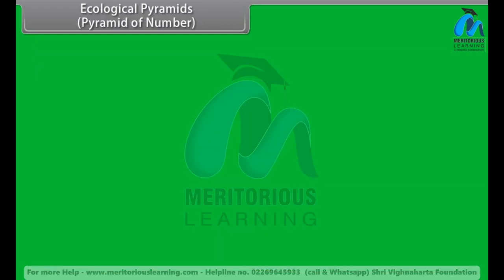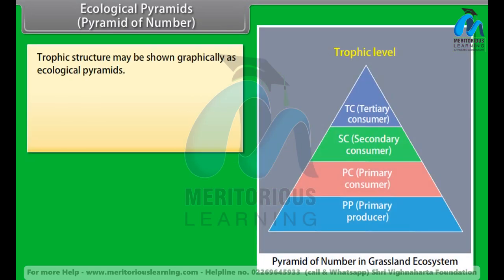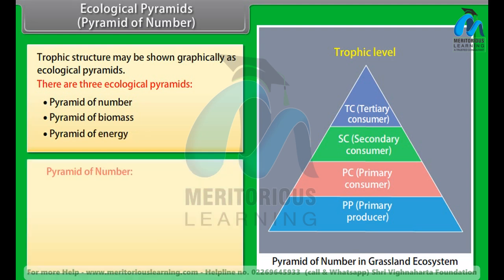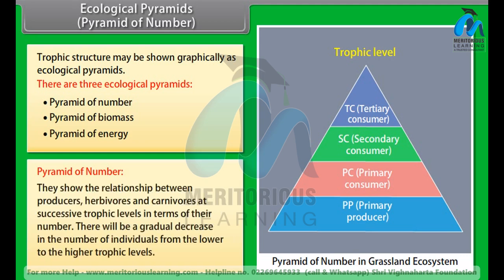Ecological pyramids, pyramid of number. Trophic structure may be shown graphically as ecological pyramids. There are three ecological pyramids: pyramid of number, pyramid of biomass, pyramid of energy. Pyramid of number. They show the relationship between producers, herbivores and carnivores at successive trophic levels in terms of their number. There will be a gradual decrease in the number of individuals from the lower to the higher trophic levels.